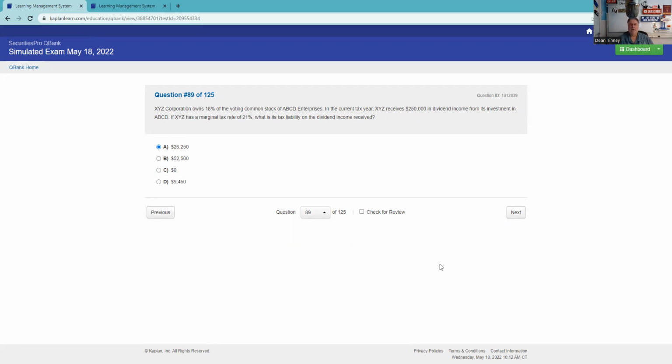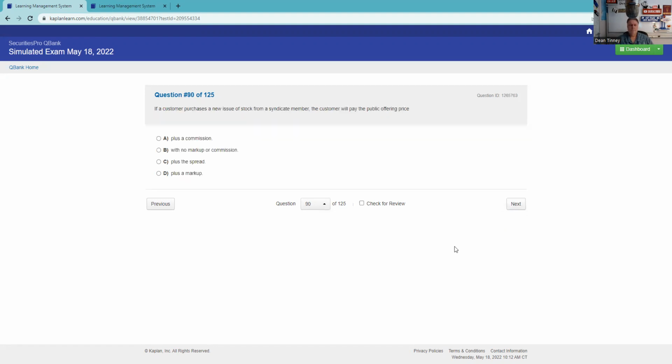So again, I don't think you're going to have to calculate this. I just think you need to recognize that a dividend of one corporation, ABCD, paid to another corporation, XYZ, is 50% tax excludable. So 50% of the 250 is tax excludable. I don't owe taxes on it. That's 125. So that means I owe taxes on the 125.